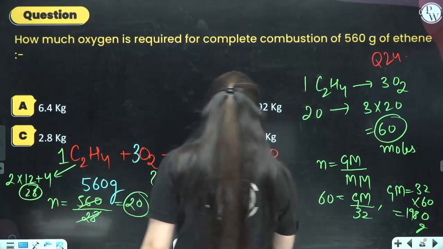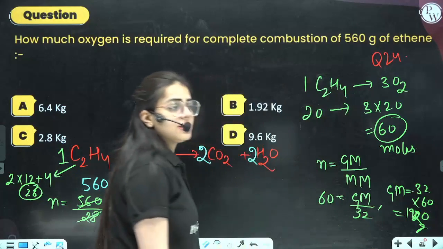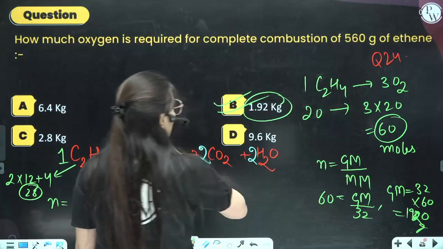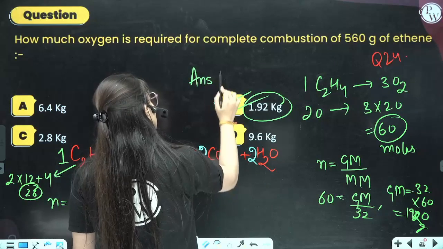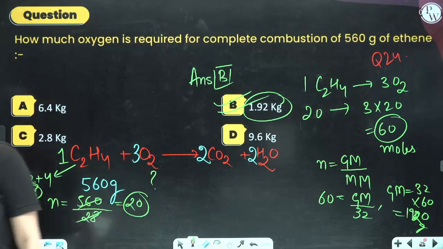Sorry, one thing. It is 1920. Now the answer is asked in kg, so you shall divide it by 1000. Hence the answer comes out to be 1.92 kg. So option number B will be your correct answer.